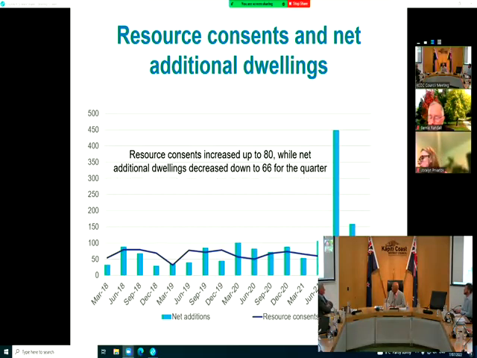Interestingly, there's a couple of things I've shown on this graph long term, from back in 2018 through to current, just to show a bit of long-term trend analysis. The latest figures we have are that our resource consents have increased slightly up to 80. And a key bit of data that we've started collecting since March 2018 is net additional dwellings. So from those consents that come in, we look at each and every consent and go through it just to see where a new potential dwelling has been created.